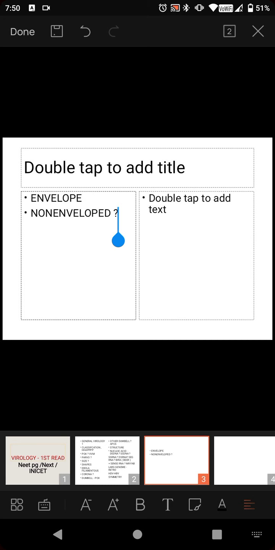So just remember the names. DNA: PAP. This is the mnemonic. And RNA: PARCH. Okay, DNA PAP and RNA PARCH. PAP means parvovirus, adenovirus, and papovirus. And for RNA viruses we have to choose PARCH.